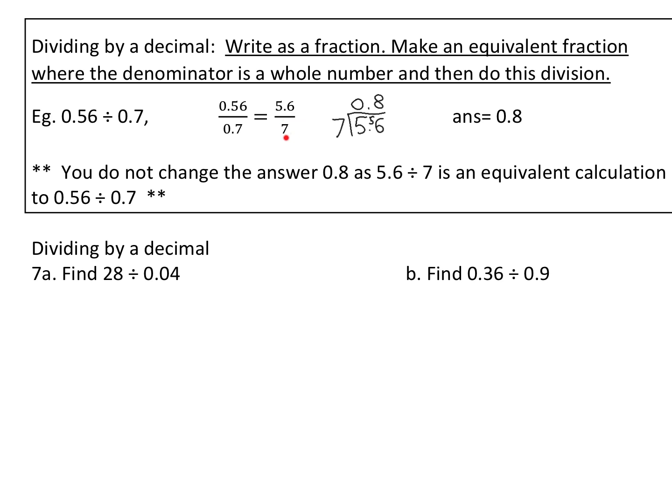As I said in the last example, we can divide by a whole number. That's not a problem. So you can do the division, divide it by the whole number 7, and we get 0.8.